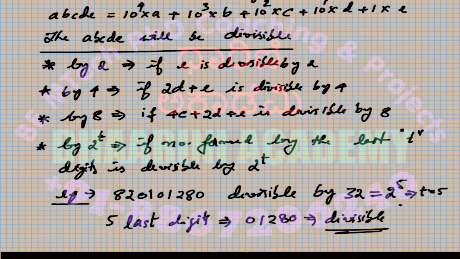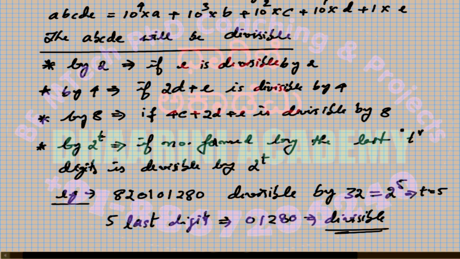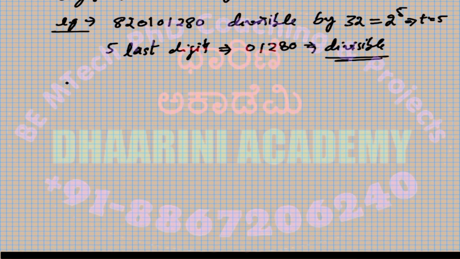So the answer is yes, right? Whether the given larger number is divisible by this or not, you can say that yes, it is divisible. All right, then let's proceed further. Next, continuing the same points.